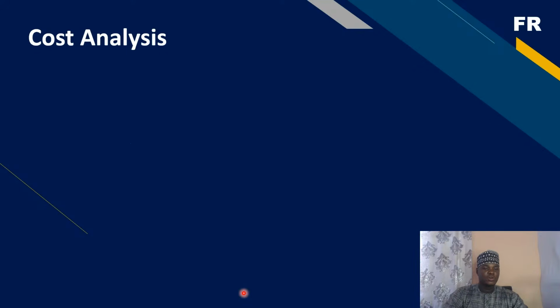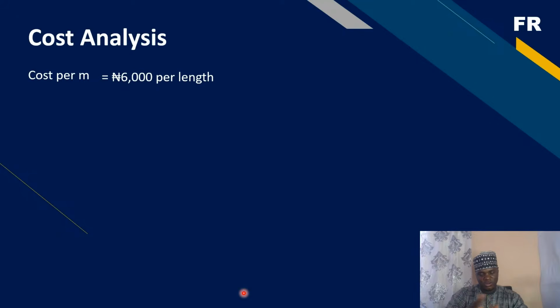So for the cost analysis of this, we need to establish some parameters. The first thing is the cost of reinforcement per length. The reason why we are using per length is we don't want to start calculating the total amount of reinforcement we need. So once we can calculate the unit cost per length, then we can compare. So let's take Nigeria's market today, this price is not absolute. So let's take that a 12 bar is 6,000 naira per length.